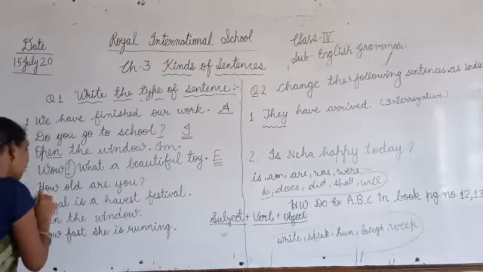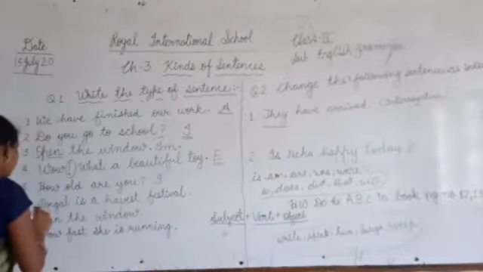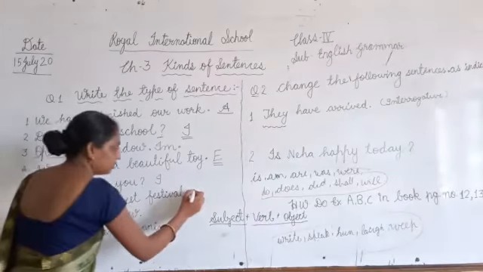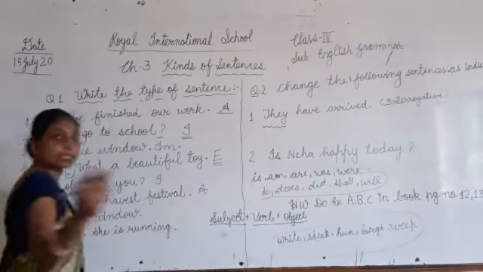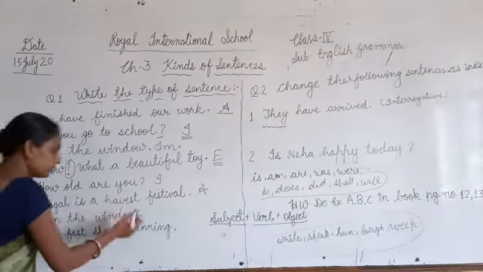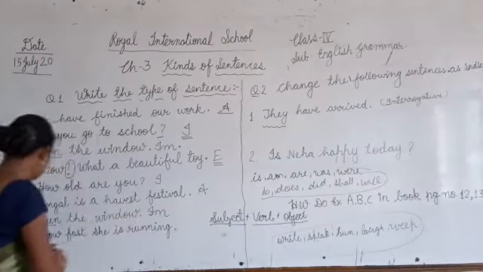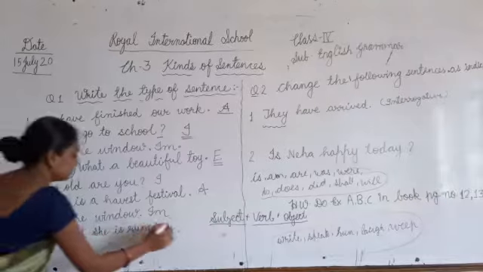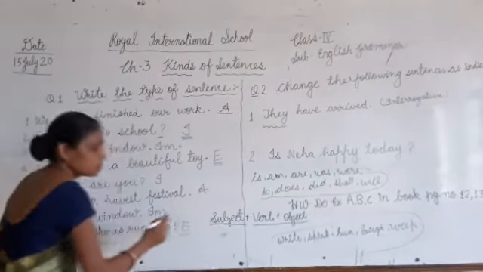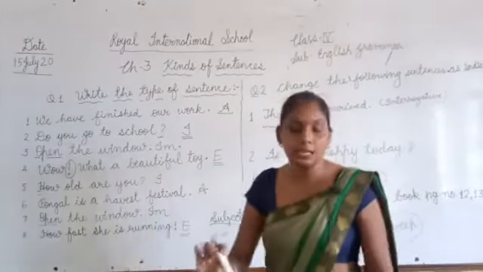Exclamatory. How old are you? The same I have told you. It is interrogative. Pongal is a harvest festival. It is giving us information. It is assertive, or we can say declarative. Open the window. Command, or request maybe. So it is imperative. How fast he is running? It is exclamatory. Students, I think this question is totally clear to you.